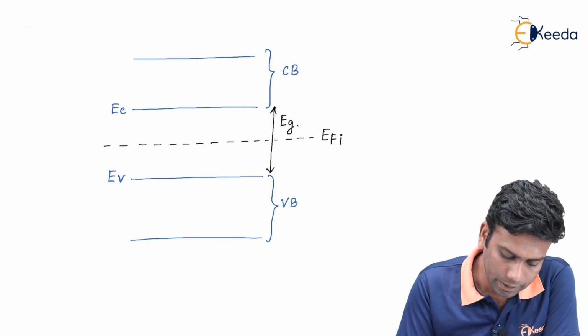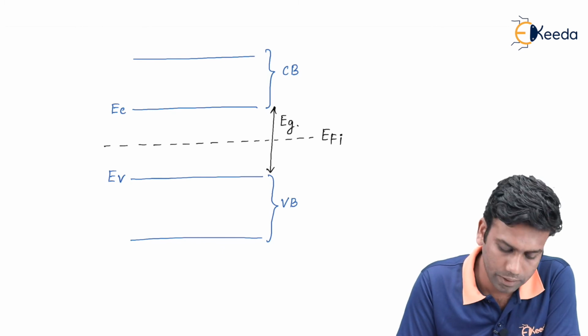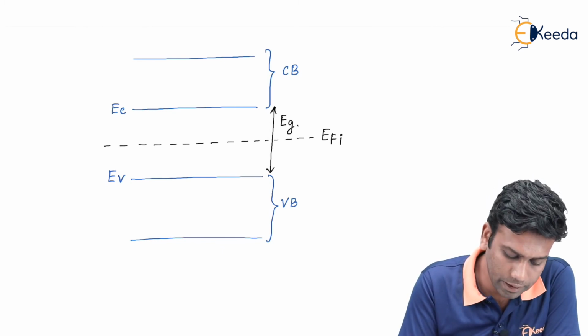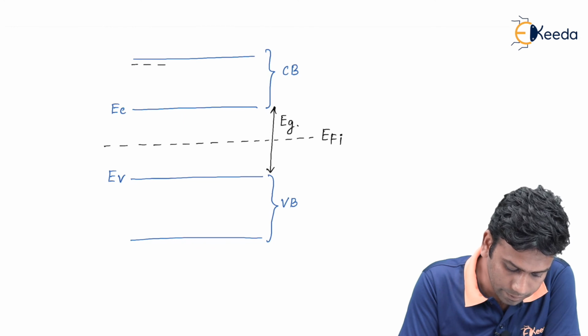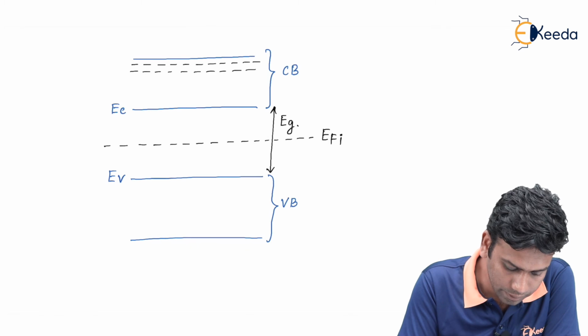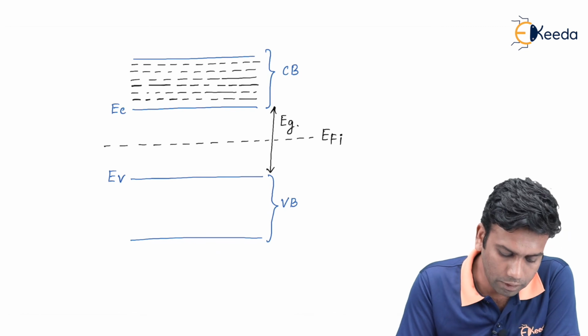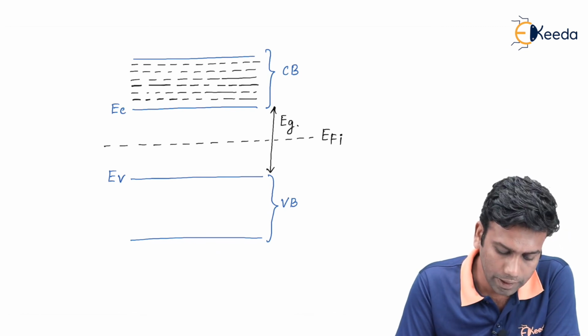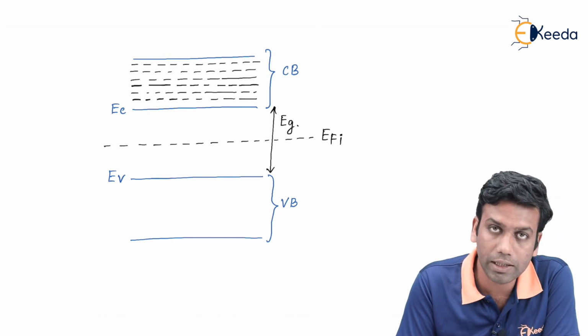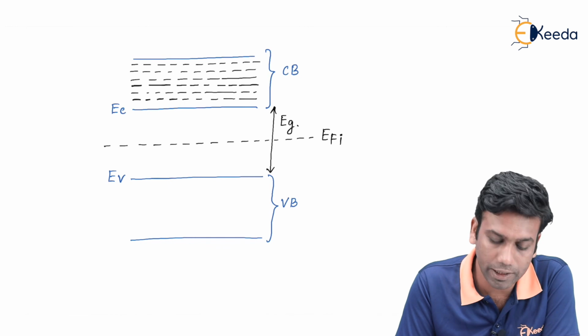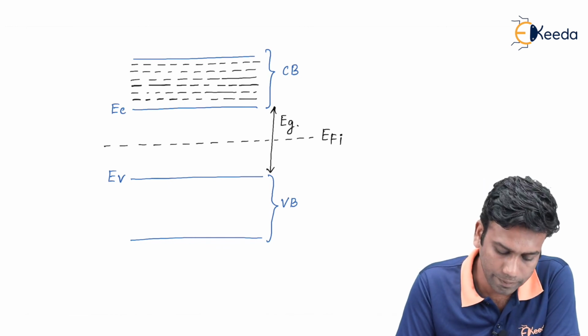So we can say that in the conduction band there are so many energy levels. So the energy levels are these ones, the dotted lines in the black color, and all these energy levels are above the Fermi level. So we can say the energy level in the conduction band is greater than the Fermi level EFI.